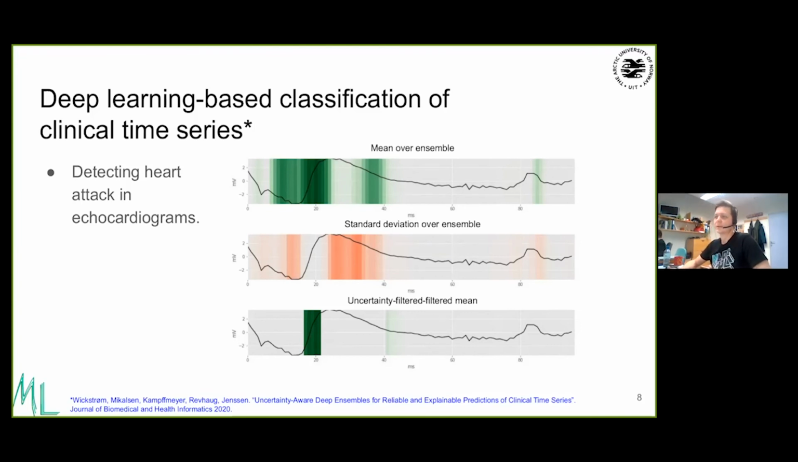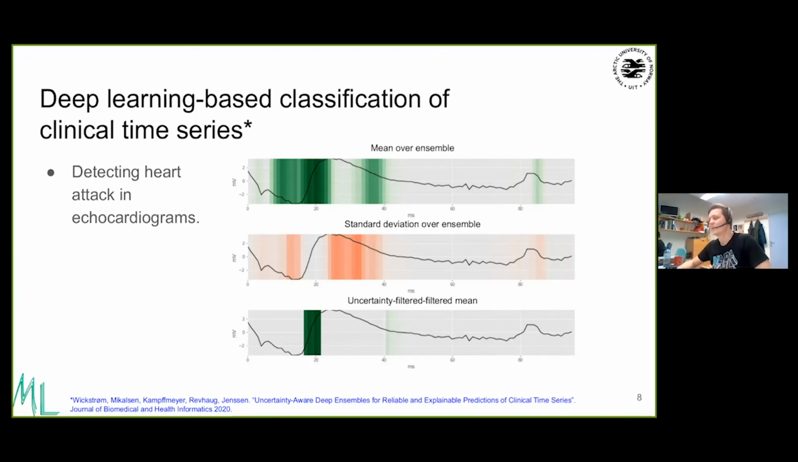And if we only look at the top row now, we can see that there's a lot of time steps in the input that are being highlighted. We have this initial part, and then this decline, and we also have this bump towards the end. But if we look at the uncertainty plots, we see that there's actually a lot of disagreement on many of the important time steps. So if we now look at the uncertainty filtered explanation, you can see that there's only this rise at around time step 20. That's where all models agree that this is an important time step.